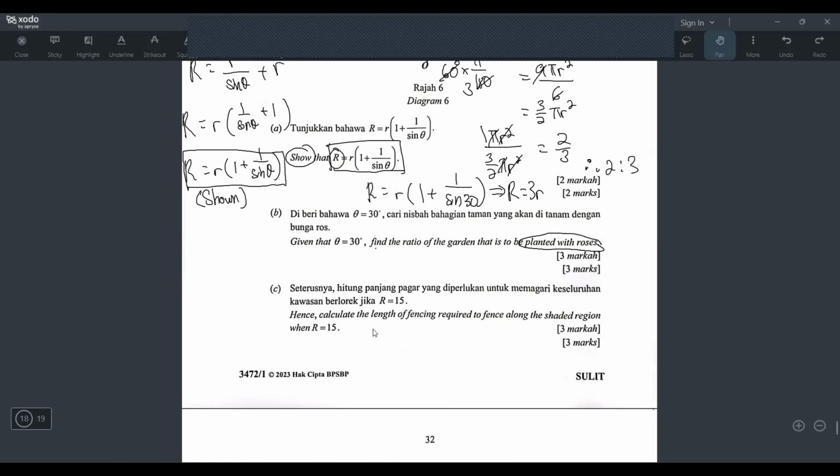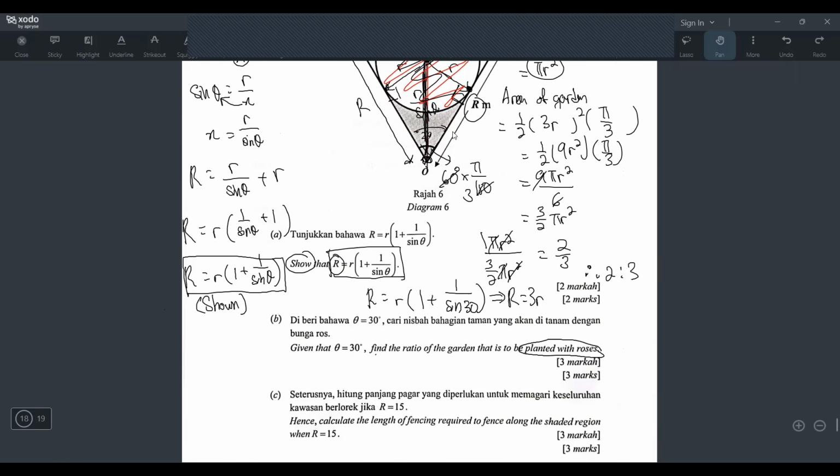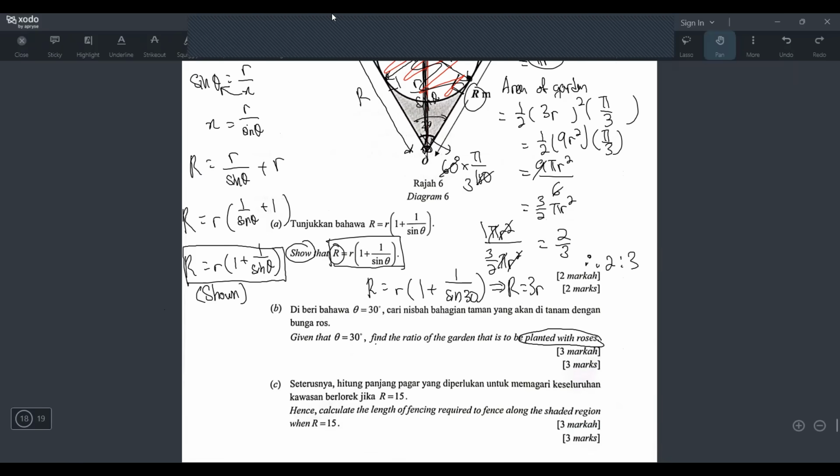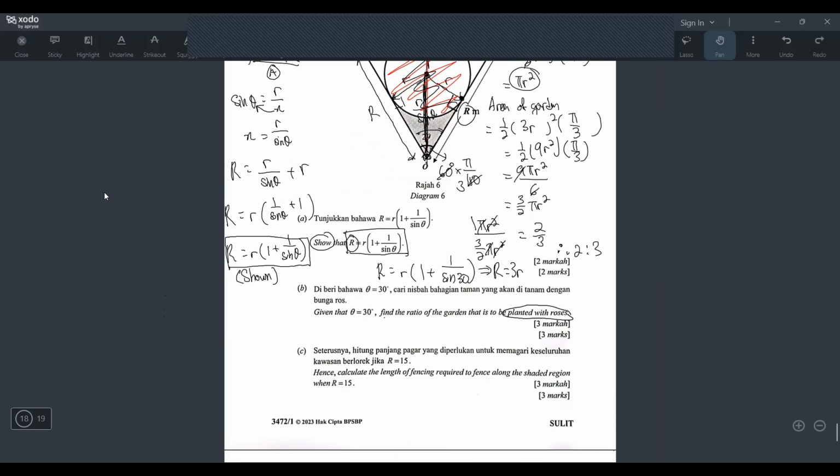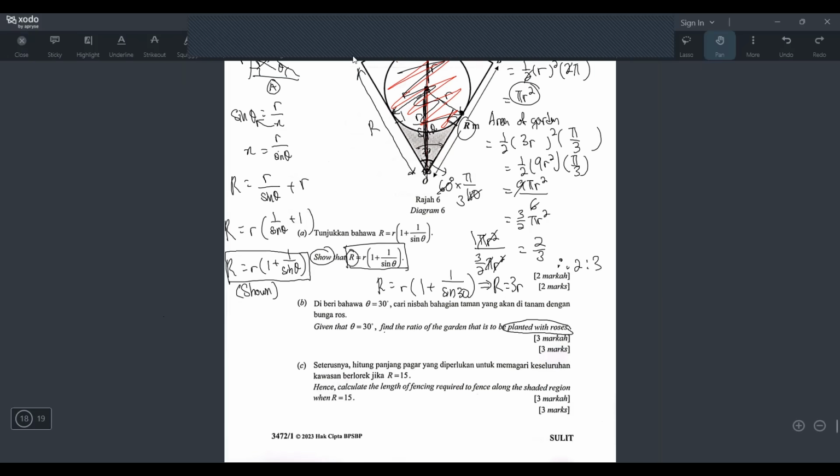Okay, let's continue with C. Hence, calculate the length of fence required to fence along the shaded region when big R is 15. Where's the shaded region? Oh, this one. This one is the shaded region. So let's make this smaller. Okay, I think I will just do my working down here. Okay, the big R is 15. If they give me big R, it's very good because now I know this is 15, this is 15, and I also know my small r, it's 15 divided by 3, which is 5, right? How do I know that? Because I already know big R equals to 3 small r. So if I substitute here R, that's why I know the radius of small circle is 5, right?